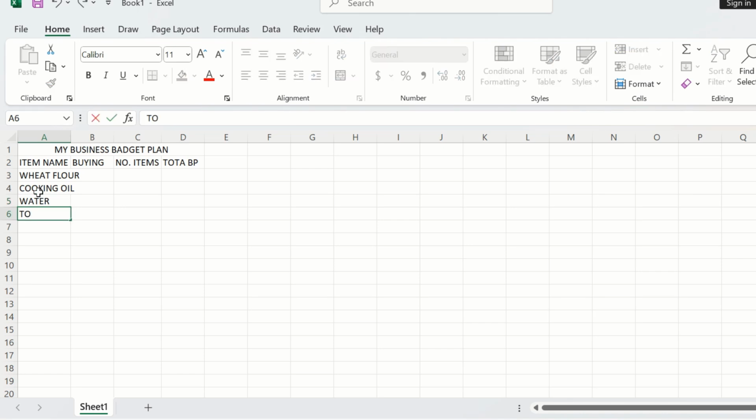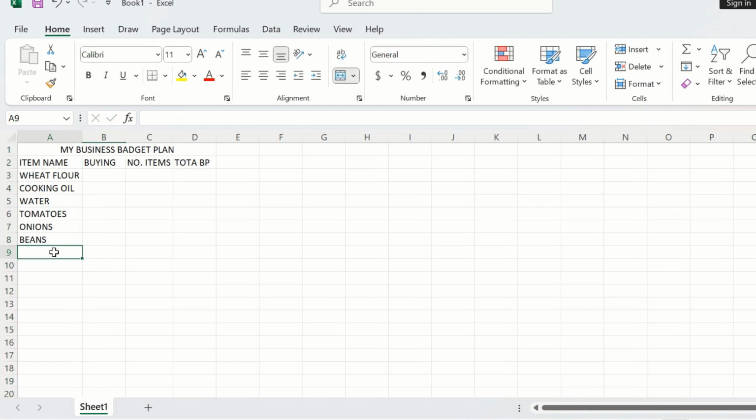You may require tomatoes, onions, beans, etc. Then you calculate your total capital. What is your total capital?